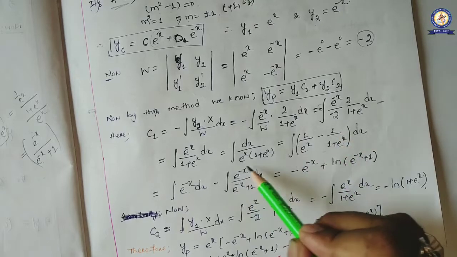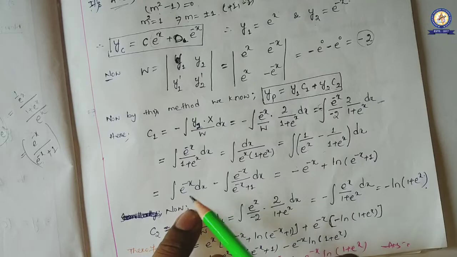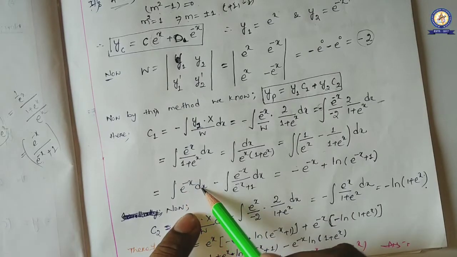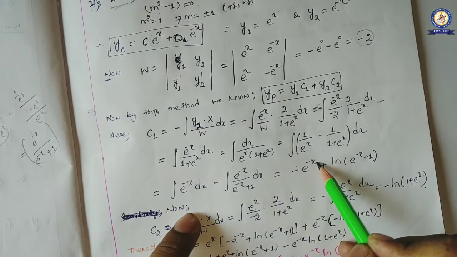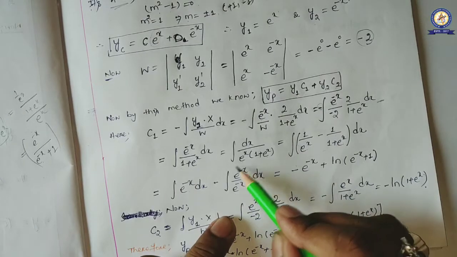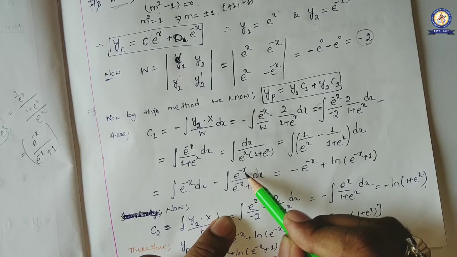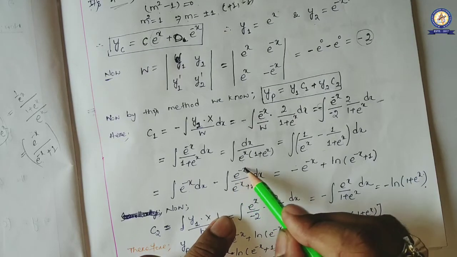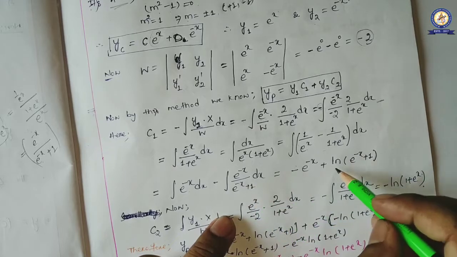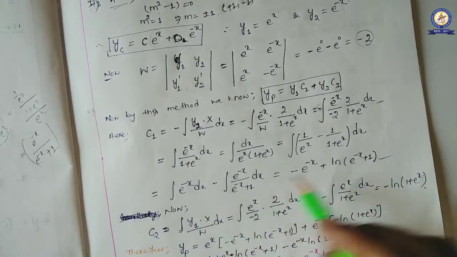Why are we doing this? Because it will be easy for us to do the integration. So here you can see integration of e to the minus x dx will be minus e to the minus x. Now you can see that this is the denominator and this is the numerator. The derivative of this denominator is in the numerator. So hence integration of e to the minus x by e to the minus x plus 1 will be nothing but ln of e to the minus x plus 1. So we found this is your c1.